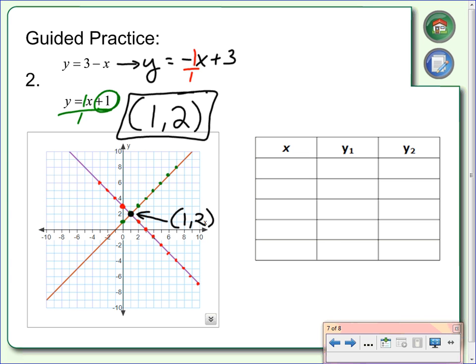Now I'm going to show you how to do the same problem using your calculator, because tomorrow I'm going to give you an assignment. Half of the assignment you'll have to do by hand. The other half of the assignment you're going to be able to use your calculator. So I'm going to show you both ways here.